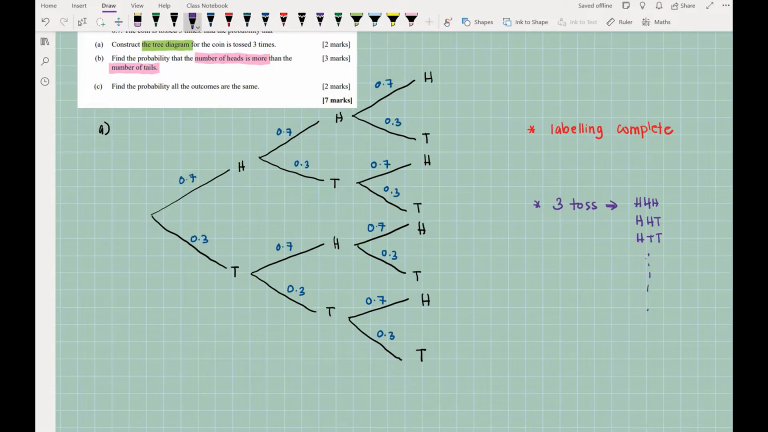Sama ada 3 head, 3 tail, ataupun 2 head, 1 tail, dan seterusnya. Okay, so 2 head, 1 tail can also come in this form. Tail, head, head. That is still counted as 1 tail and 2 heads. So, bila soalan kata number of heads is more than the number of tail, apa yang kita tahu adalah kita akan ambil, tak bolehlah ambil 1 head, 2 tail because then head is less than tail. So, kita akan ambil sama ada 2 heads ataupun 3 heads. Okay, tak boleh ambil 1 head, tak boleh ambil tiada head langsung.